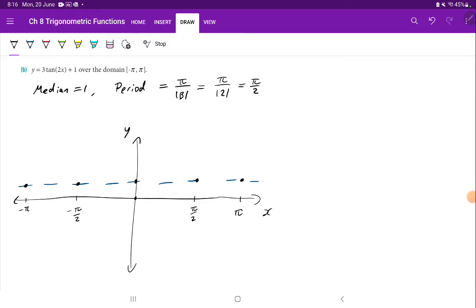And with a tan function, halfway between our zeros is always an asymptote. So I now need to work out these halfway points along the axes as well, which is going to be pi on 4 and 3 pi on 4, and then the negative equivalents. And at each of those, there's going to be a vertical asymptote line.